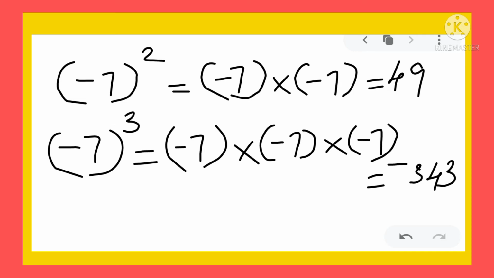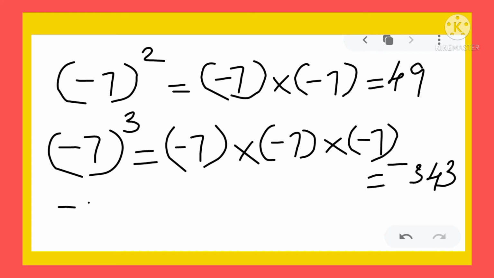Since what is the power? It is an even number. The answer is positive. Since the power of a negative number is even, the answer is positive. If the power of a negative number is odd, the answer is negative.